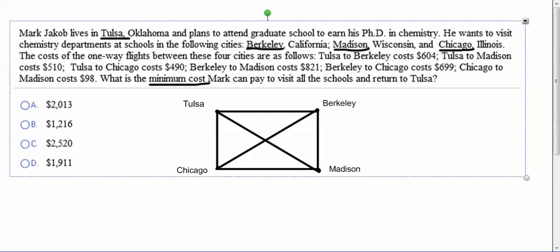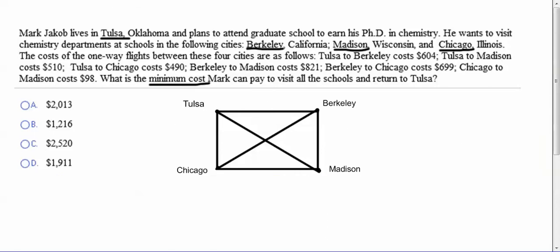There is what we call a complete graph. It has 4 vertices: Tulsa, Berkeley, Madison, and Chicago. Those are the vertices in the corners, and then there's an edge representing the flight, or the cost of the flight, between the 2 cities. So here's what's called a complete graph. That's usually step 1, to construct a complete graph.